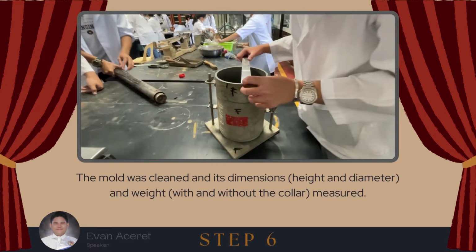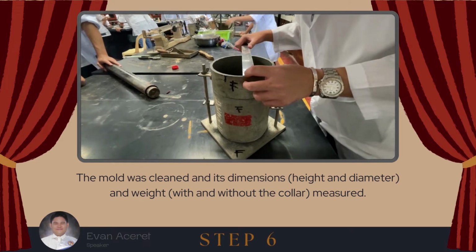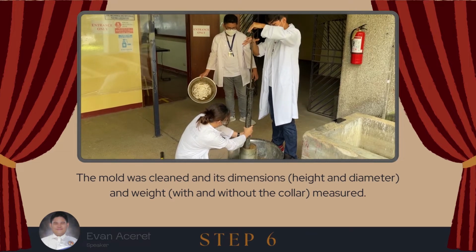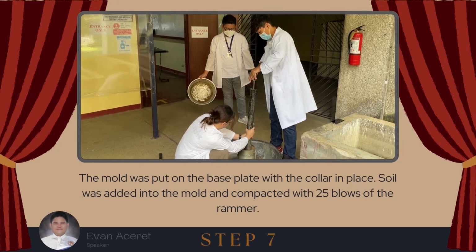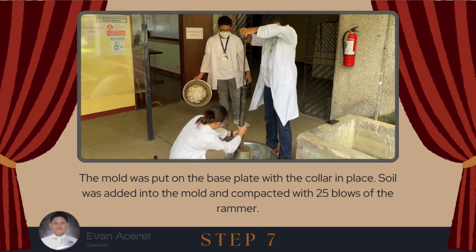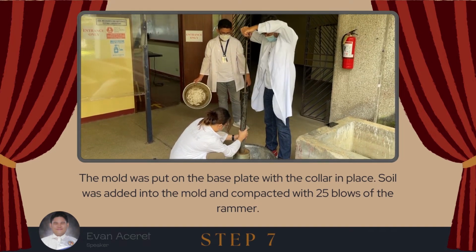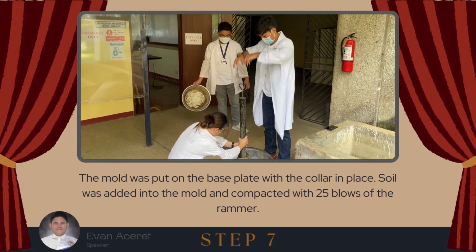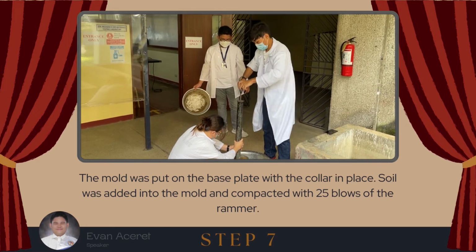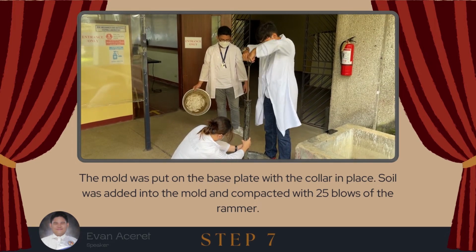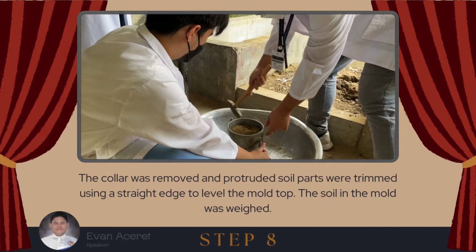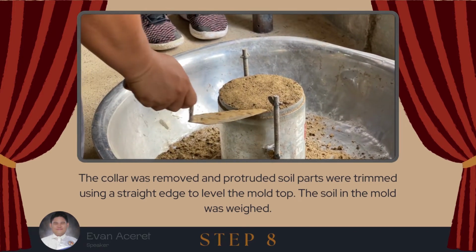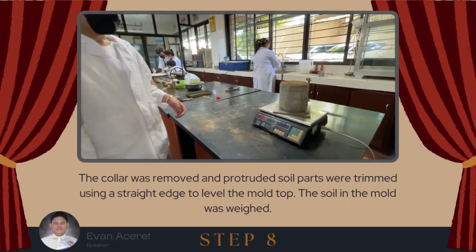The mold was cleaned and its dimensions, height and diameter, and its weight with and without the collar were measured. The mold was put on the base plate with the collar in place. Soil was added into the mold and compacted with 25 blows of the rammer. The collar was removed and protruding soil was trimmed using a straight edge to level the mold top. Then, the soil in the mold was weighed.